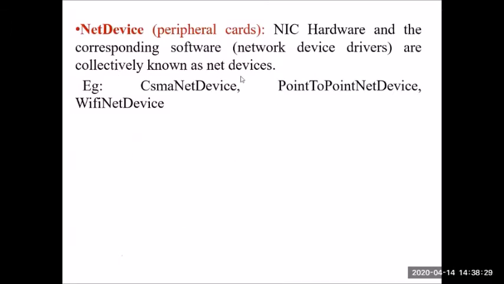So everything put together, the hardware and the related driver software, comes under the class NetDevice. You see, we have different types of net device. A CSMA net device is a CSMA type of network interface card. Point-to-point net device means a point-to-point topology network interface card. For Wi-Fi, a wireless network interface card will be used. Again, please notice the camel casing. So these are some important abstractions in our NS3.